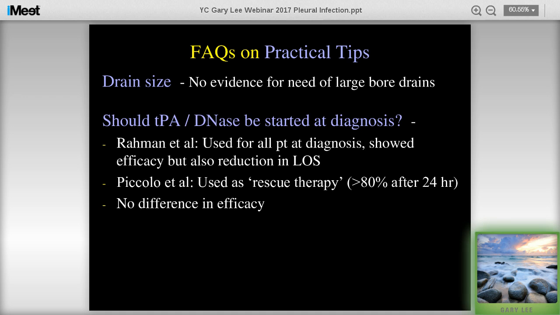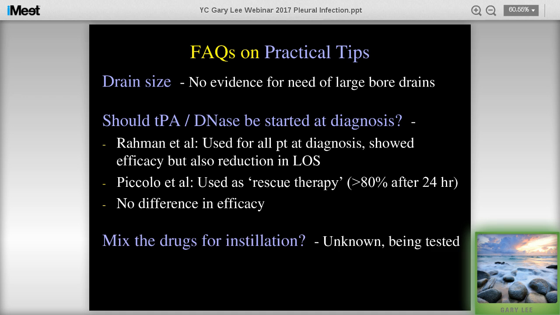The next question is whether TPA and DNase should be started right at the beginning when the patients come in. That was the case in the New England Journal, and you can also use the counter-argument of what we did as rescue therapy if the patient did not improve in day 1 or day 2. I don't think there's any right or wrong, but I do want to point out that in the New England Journal there was a shortening of the length of stay. So the advantage is not just to avoid surgery, but reducing the length of stay. So that is something to consider as well.